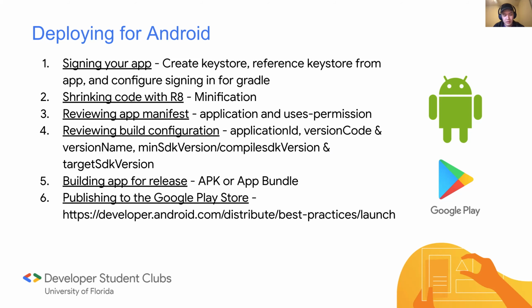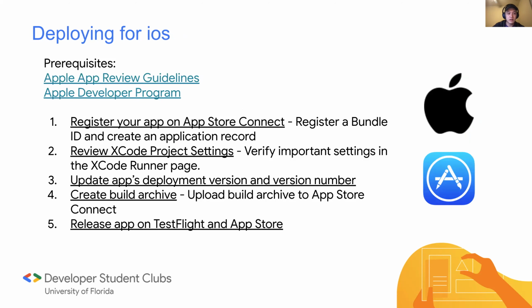So now that I've talked about deploying for Android, I'm going to discuss deploying for iOS. When you want to deploy for iOS, you have to review the Apple App Review Guidelines and take a look at the Apple Developer Program. When you try to deploy an app on the App Store, you have to ensure that it follows the App Review Guidelines, or it can be rejected, and then you just have to try again later.